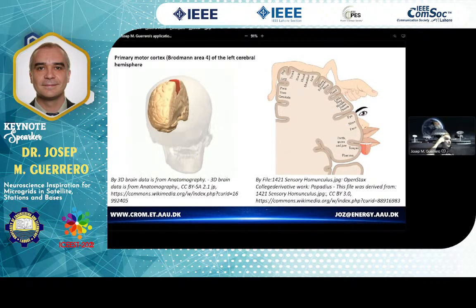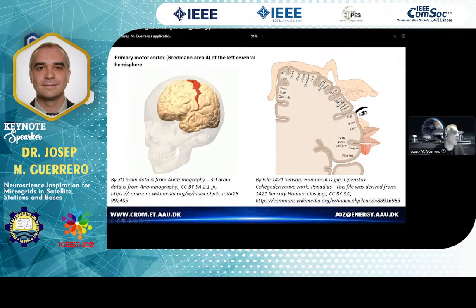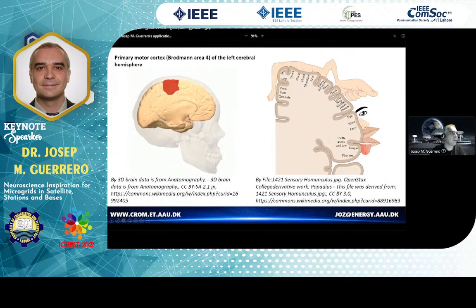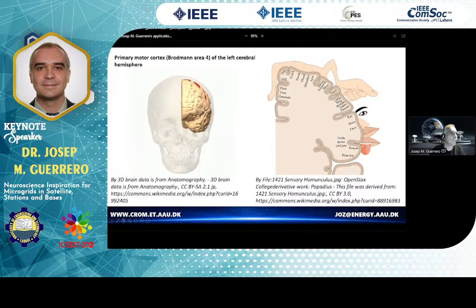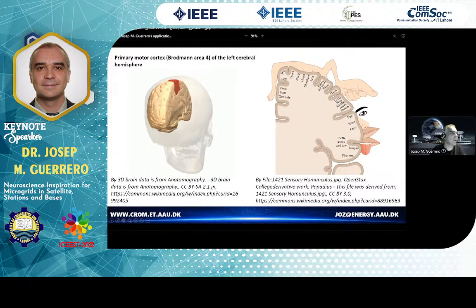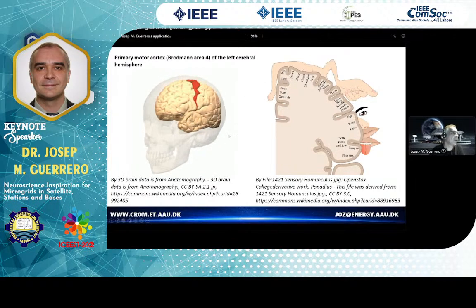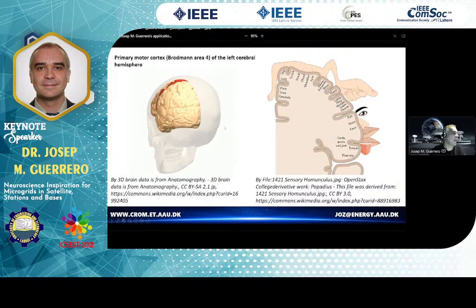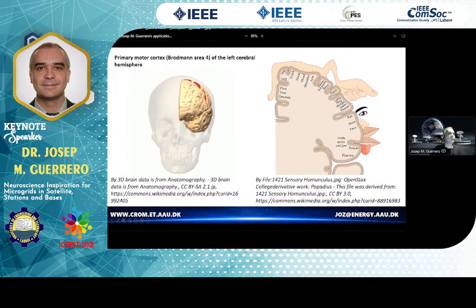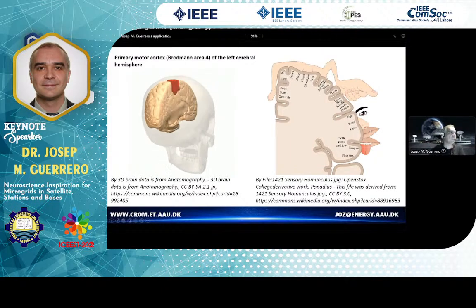Very close to the sensory part, here we have the motor cortex. So all these parts with which we can move are disseminated here. The left side of the body is in the right lobe, the right side is in the left lobe. So we have the two parts of the body divided here and there.